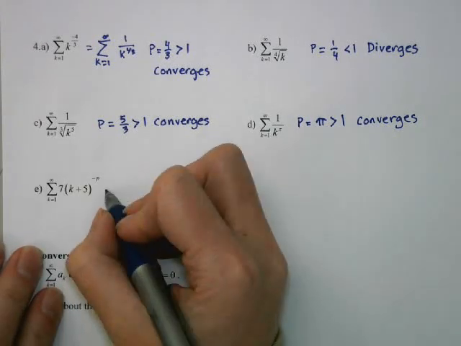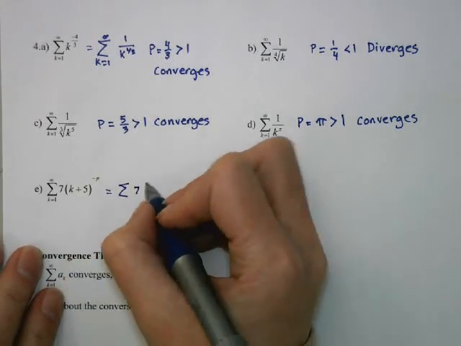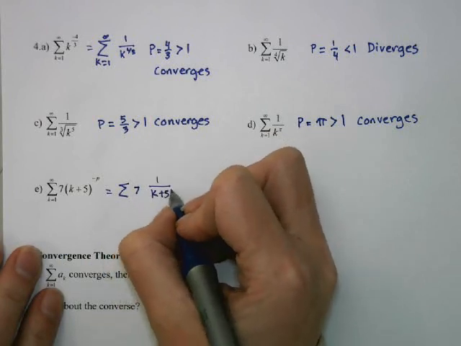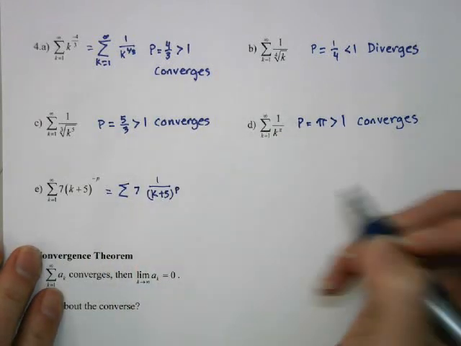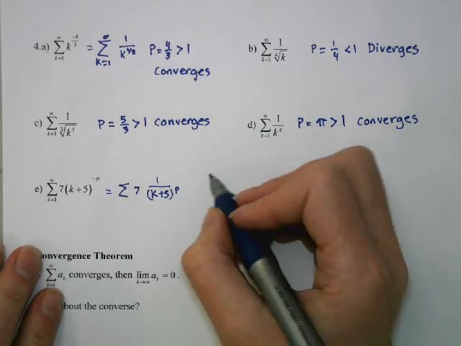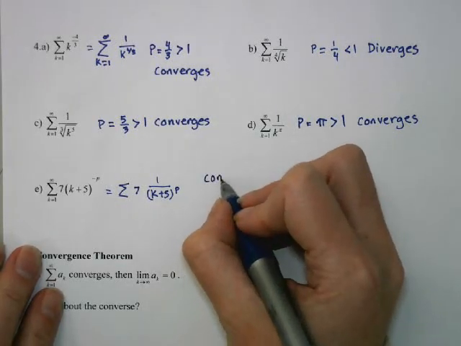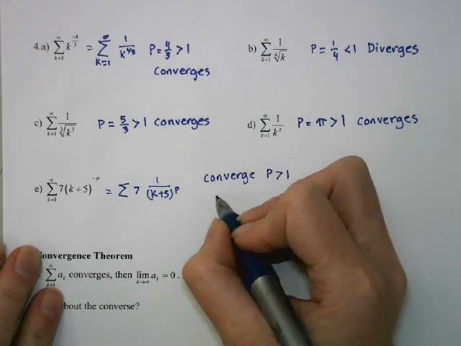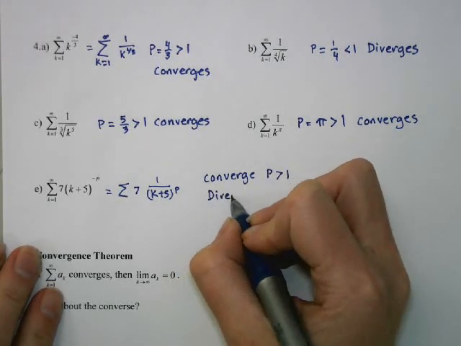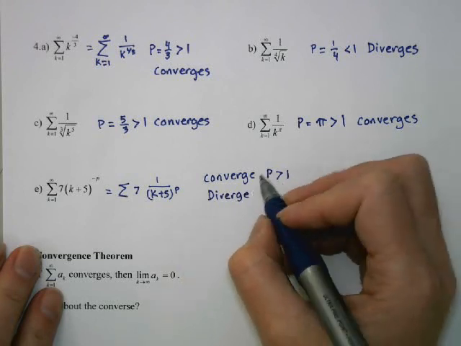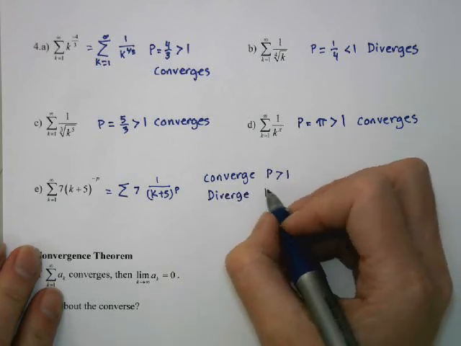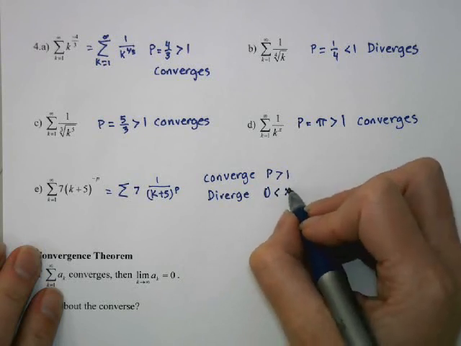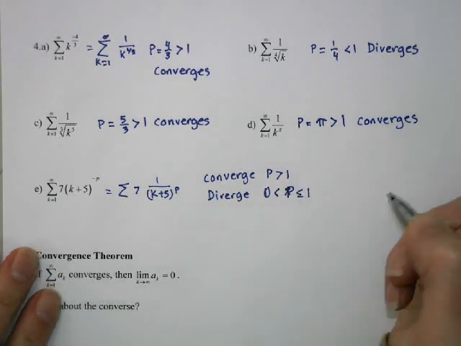This one here, this is just the same as saying 7 over k plus 5 to the p. So p we don't know. If p is greater than 1, this one's going to converge. If p is between 0 and 1, it will diverge.